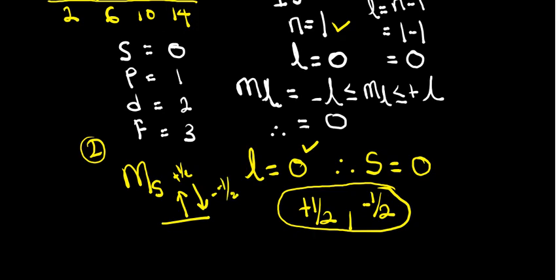So I want you to get this very clearly. In other words, an electron in an s orbital can either have a positive 1 over 2 or a negative 1 over 2, meaning going downwards, that's a negative spin, going upwards, that is a positive spin.